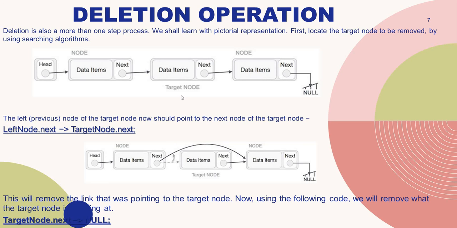So we are deleting this target node. Here we are removing this node and connecting this node to this node. This will remove the link that was pointing to the target node. Now using the following code, we will remove what the target node is pointing at.